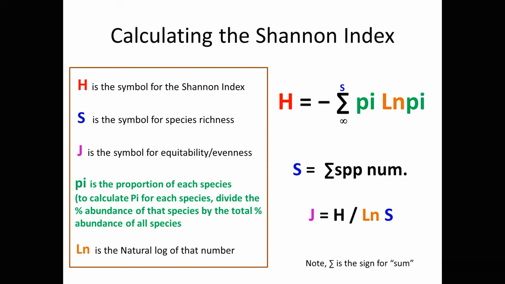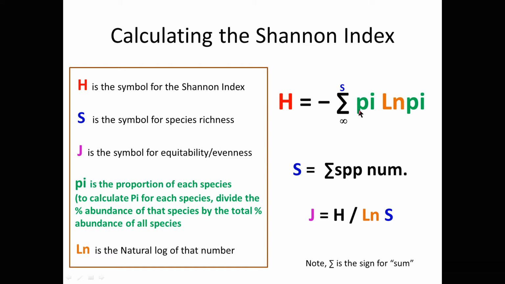So you get those two numbers, the proportional abundance and the natural log of the proportional abundance, multiply them together for each species, and then just add them all up. And that gives you a negative number because natural logs produce negative numbers. Then you just multiply it by a negative to get you a positive, and hey presto, that gets you H.